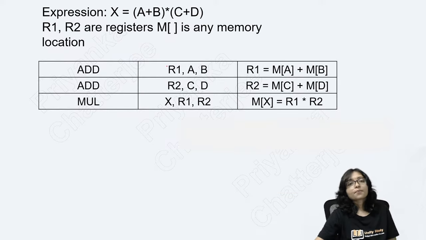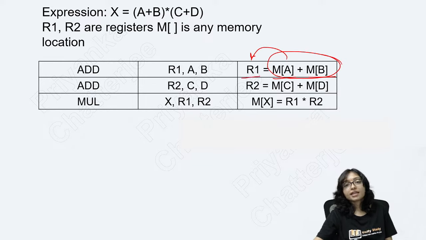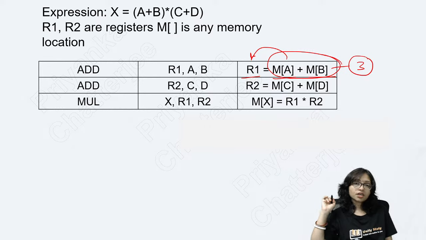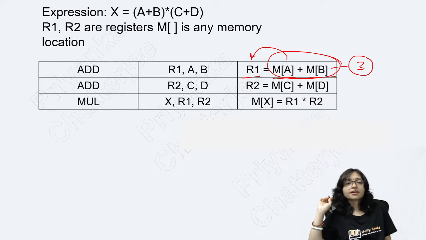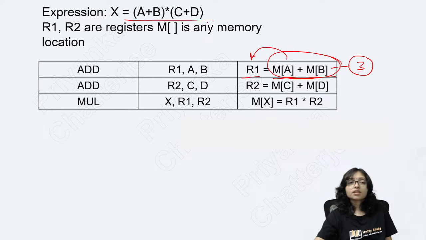Here you can see there is MA, MB, 2 sources. I am using 1 destination. So at a time, 3 addresses I am using. That's why it is called 3 address instruction. You can see, this operation I was doing in 3 address instruction, only 3 lines are enough.